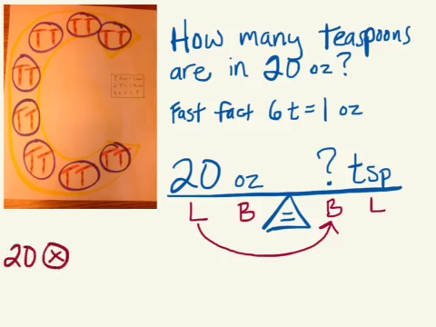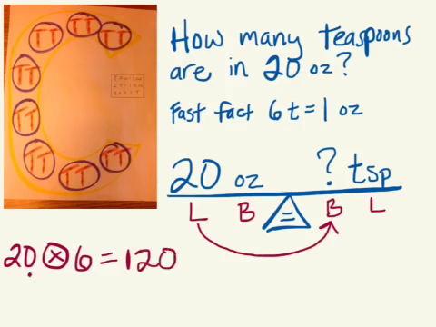20 times something. 20 times what? Well, we need our fast fact with our ounces and teaspoons, which is right here. 6 teaspoons are in 1 ounce. So we need to do 20 times 6, which is a lovely, friendly problem for us. I know that 2 times 6 is 12, and I have 1 0 to place.